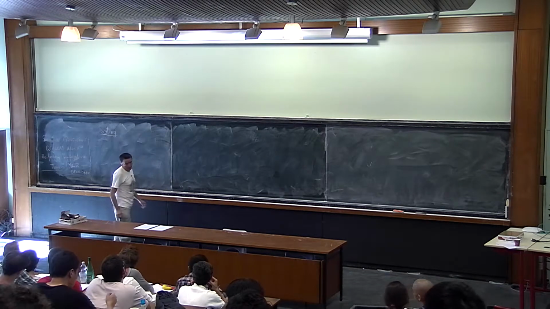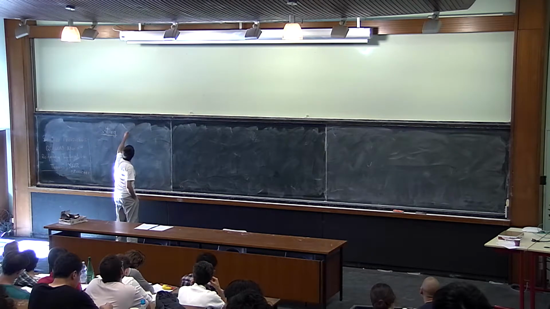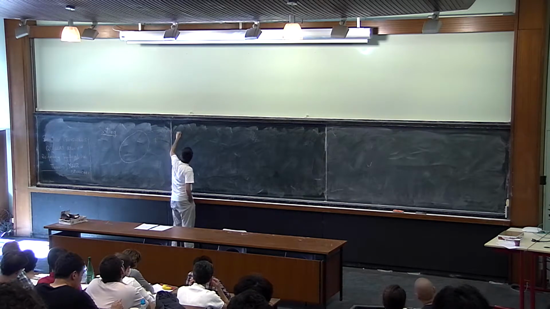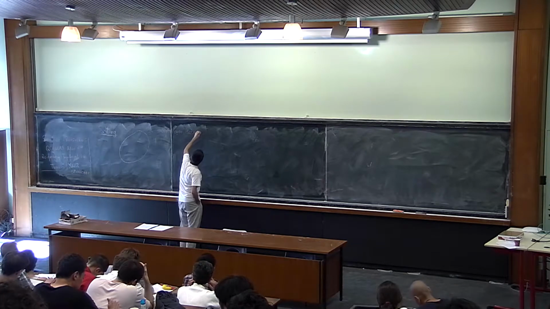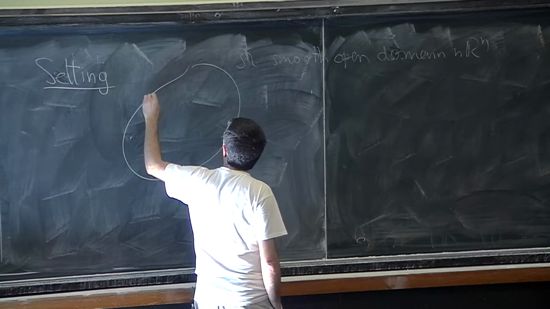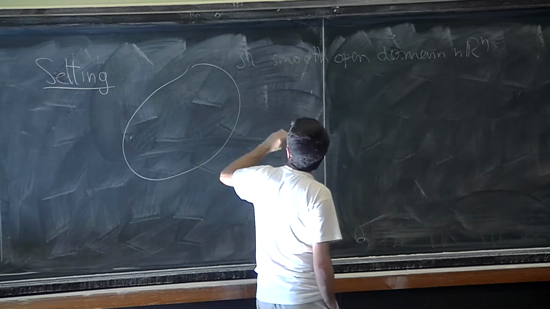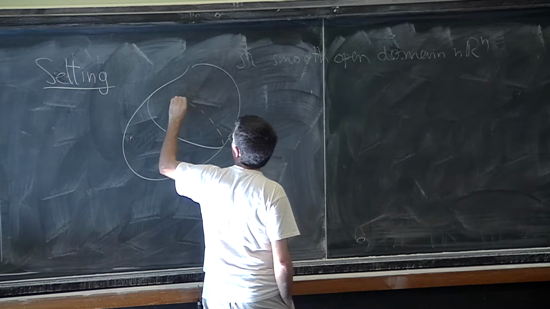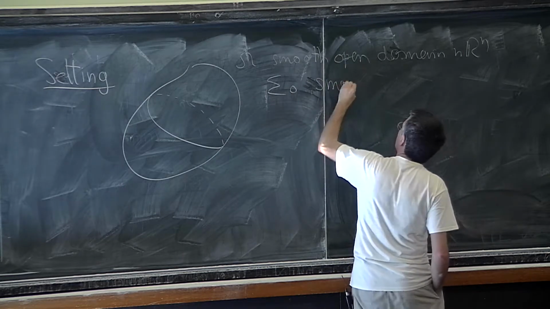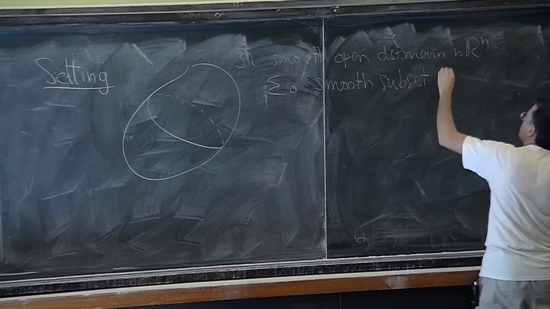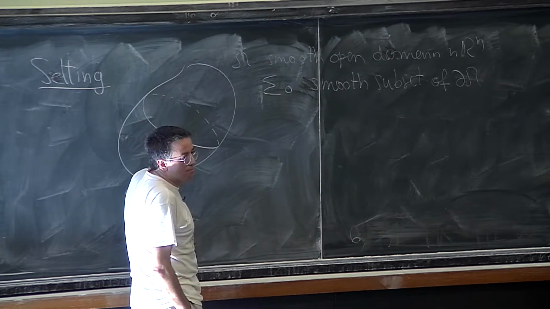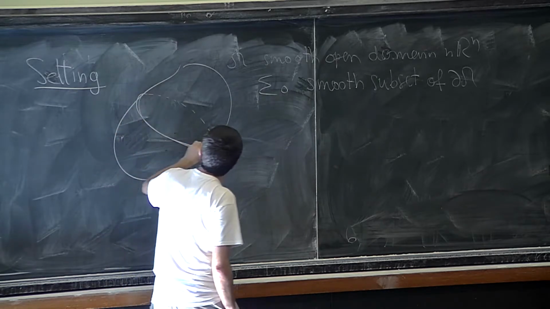Okay, let's put the setting. Imagine that you have a smooth, open domain, Omega, in R^n. This would be the ambient space, and it's n-dimensional. Let's say that on the boundary of it, we have a subset, which is again smooth, called sigma 0, a smooth subset of the boundary. Sigma 0 is codimension 1. Its boundary inside the boundary of Omega is this curve which has codimension 2, and that we call gamma.